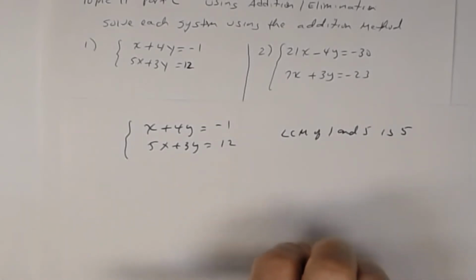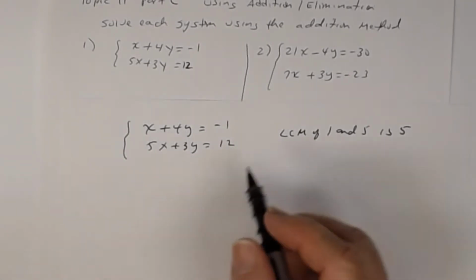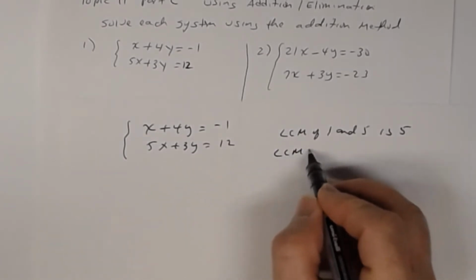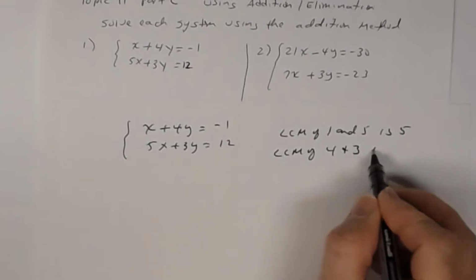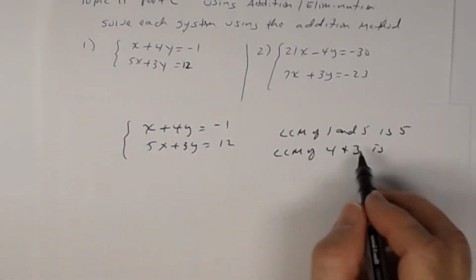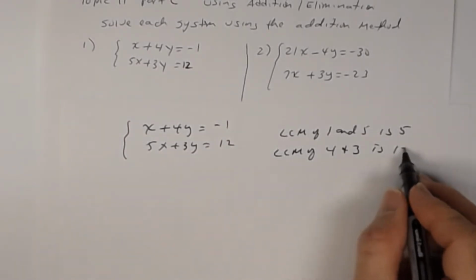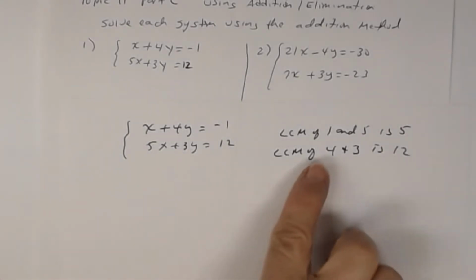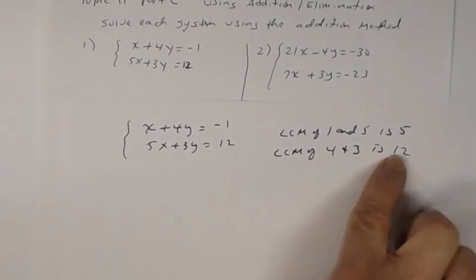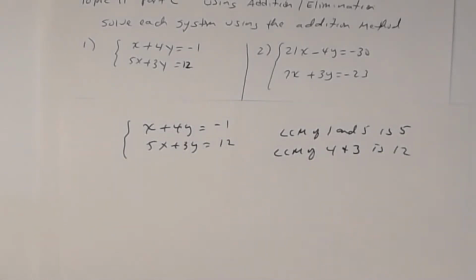If you want to eliminate the y's, you would say this: the least common multiple of 4 and 3 is, what's the smallest number that 4 and 3 go into? I'm hoping you said 12. The least common multiple of 4 and 3 is 12. 12 is the smallest number that 4 goes into and 3 goes into at the same time.